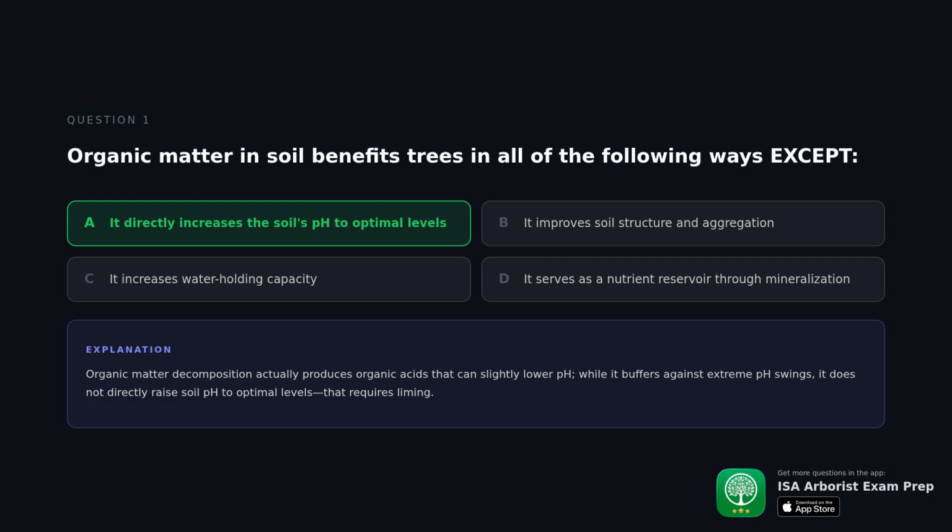The correct answer is, it directly increases the soil's pH to optimal levels. Organic matter decomposition actually produces organic acids that can slightly lower pH. While it buffers against extreme pH swings, it does not directly raise soil pH to optimal levels; that requires liming.